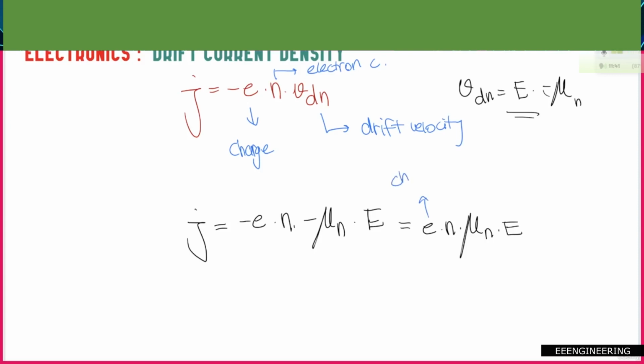And we know all the variables in here. This is basically the charge we have. And as I told you before, this N is electron concentration, nu N is the mobility for the electron, and E is the electric field.